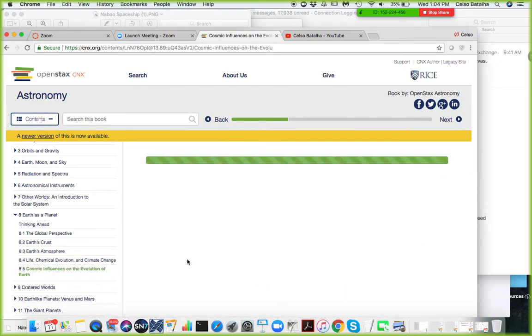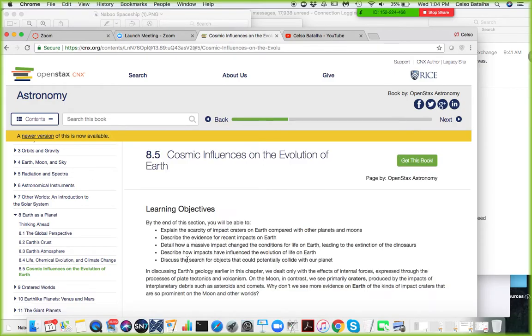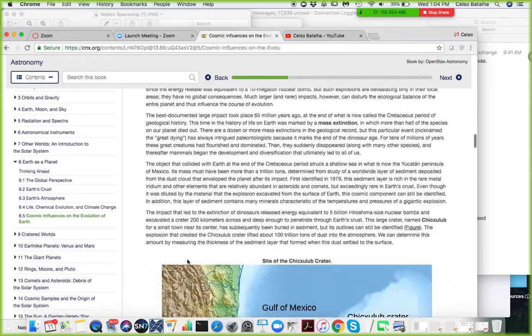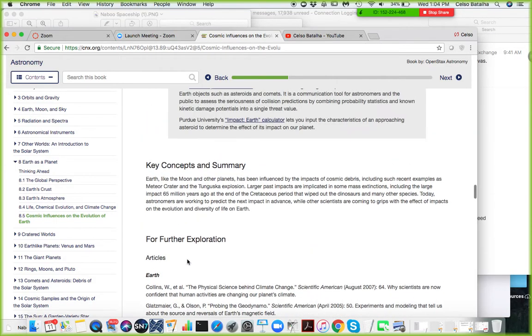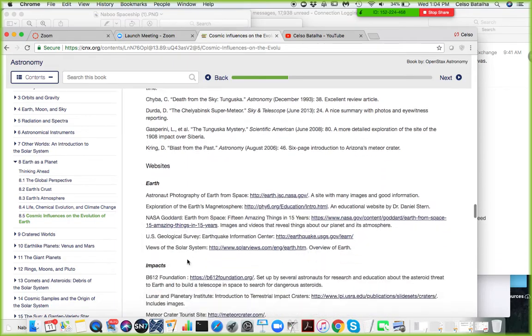and those are the key concepts. Key concepts in summary.